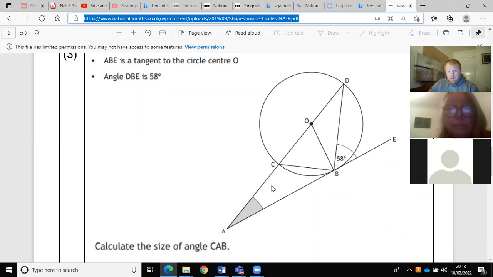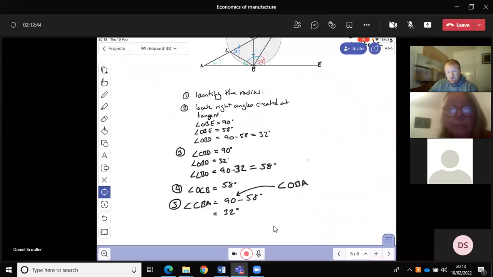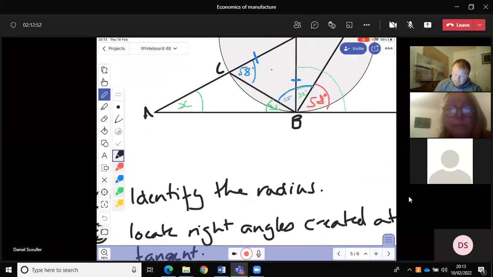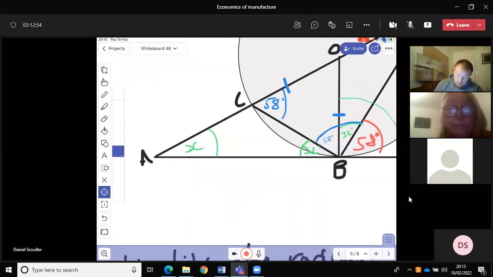What I then need to find out then is another angle in this triangle. Okay, so I want to find this angle here. Okay, so angle ACB, I want to find this angle in here. Okay, so what rule can I use to figure out that angle in there?